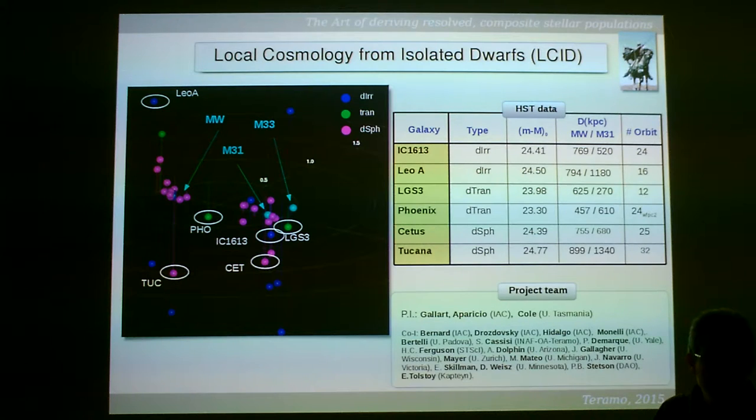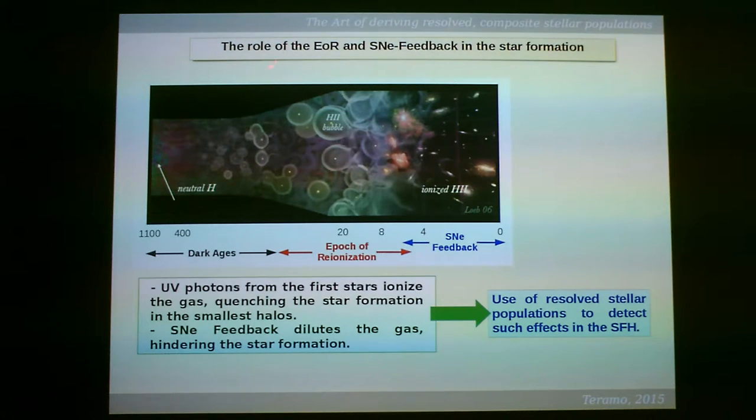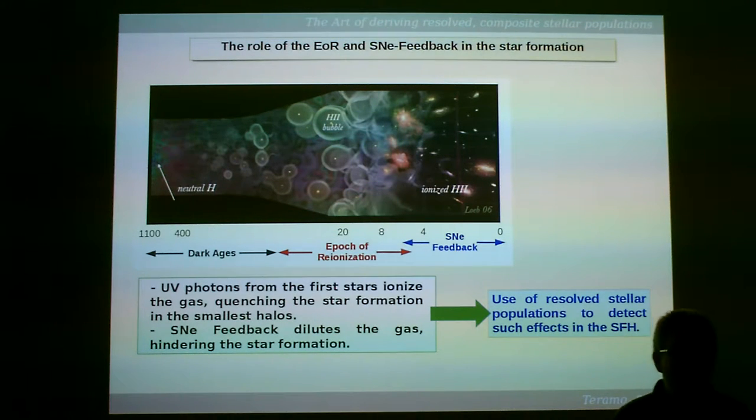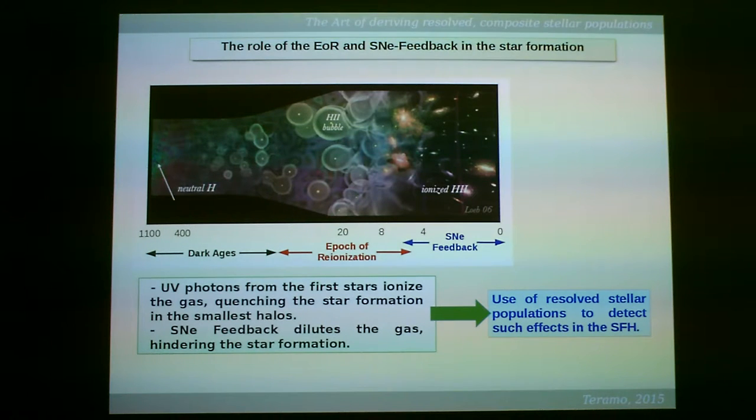The main subject of this observation was to analyze the role of the epoch of reionization and supernova feedback in star formation. The epoch of reionization is defined as the epoch in which UV photons from the first stars ionize the gas, quenching the star formation in the smaller galaxies. That is what is predicted by the models, and this happens around redshift 6. Supernova feedback after that could dilute the gas, hindering star formation. So both effects can quench the star formation history in these galaxies, and we try to use resolved stellar populations to detect such effects.